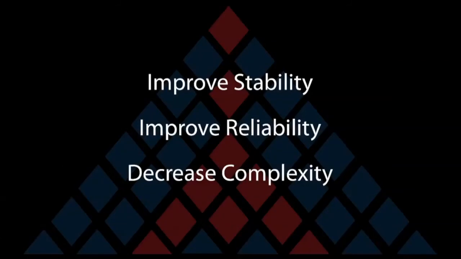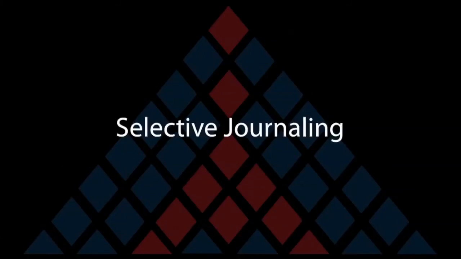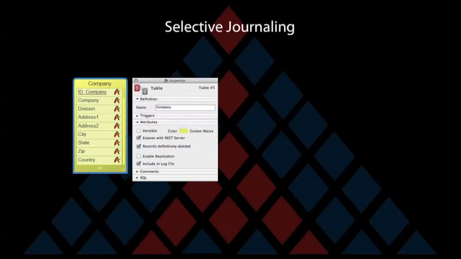There's a new feature in v14 called Selective Journaling. I think the concept is pretty easy to understand. The idea is in your database, you have some tables that you care about, like a company table. You want to have changes to that table logged in the journal file and mirrored, of course. So there's a new table property called include in log file, and of course I want that turned on for the company table.